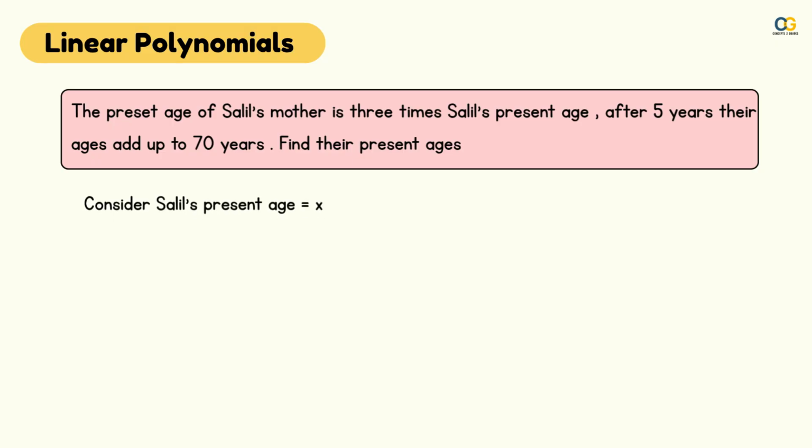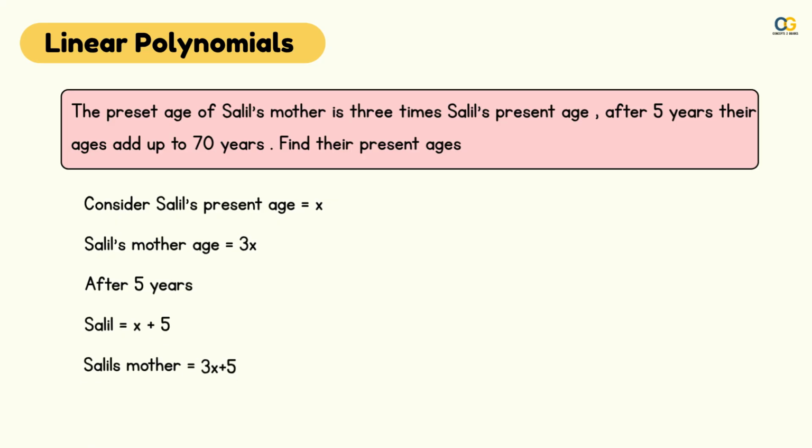So if Salil's present age is x, Salil's mother's age will be 3 times x. So it is 3x. After 5 years, both their ages increase by 5 years. So Salil's age will be x plus 5 and Salil's mother's age will be 3x plus 5. Adding these two, the ages will be 70. So x plus 5 plus 3x plus 5 is equal to 70.